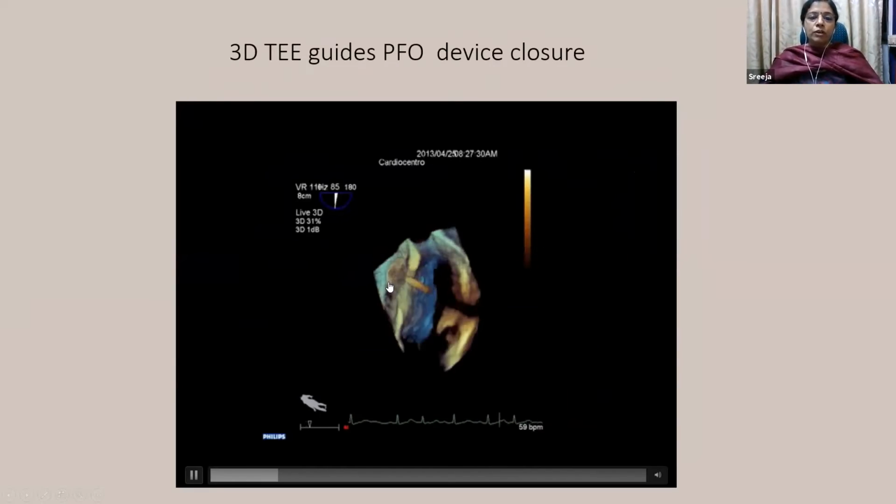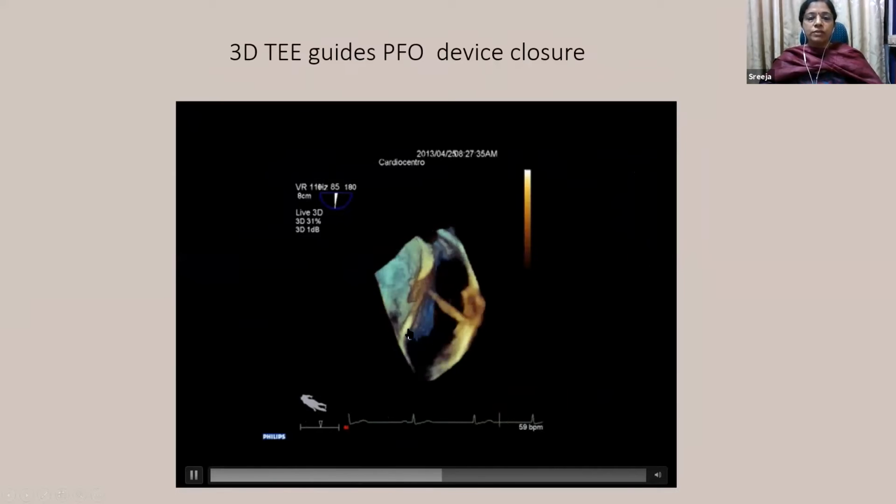Now, similarly, PFO device closure is also being guided by 3D TE. You can see this is an oblique view of the atrial septum. The left atrial disc is getting opened.